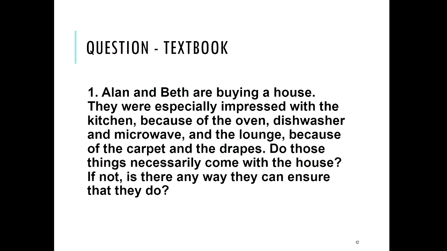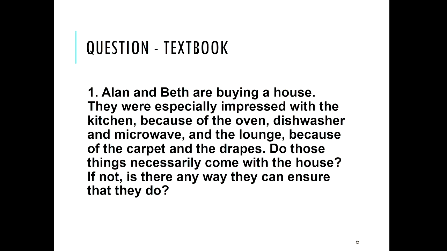So Alan and Beth are buying a house. They're very impressed with the kitchen because of the oven, dishwasher and microwave, and the lounge because of the carpet and the drapes. Drapes are sort of like curtains. Do these things come with the home? If not, is there a way to ensure that they do? Let's just jump to the second question up front, because we'll have to work out which of those things are fixtures and fittings.